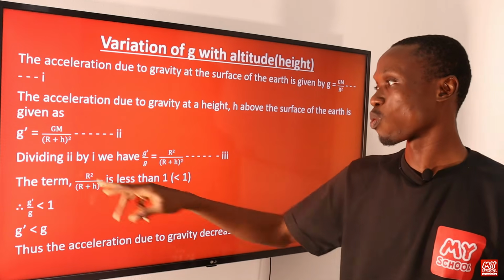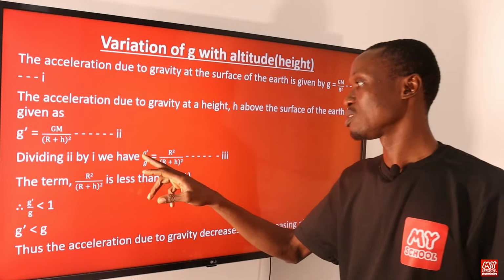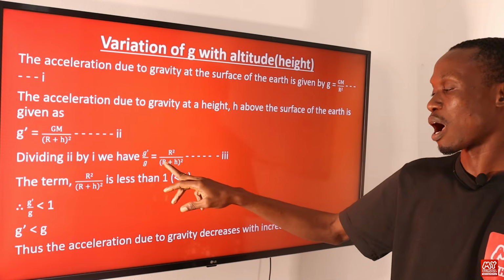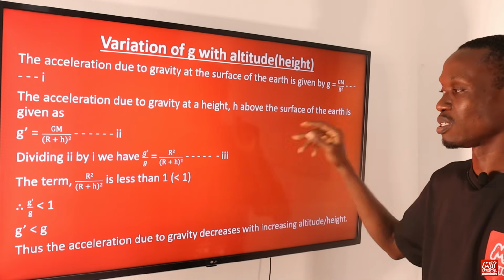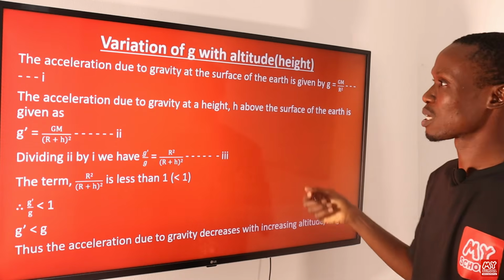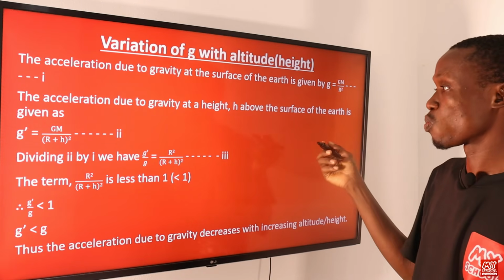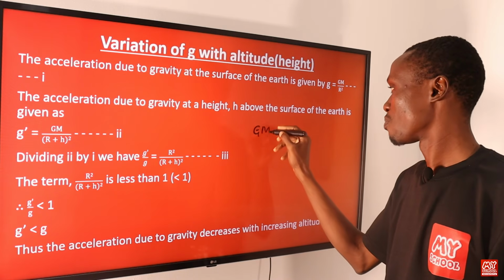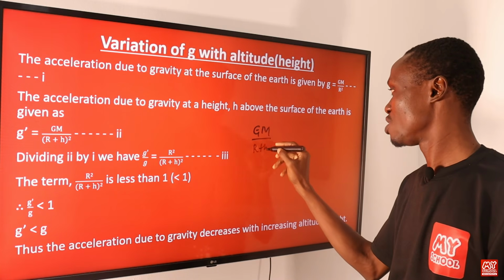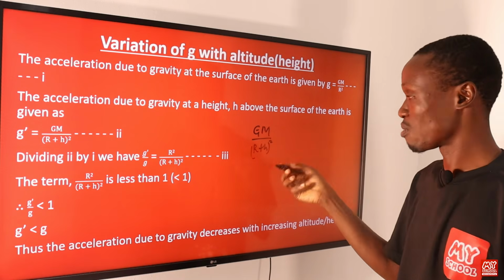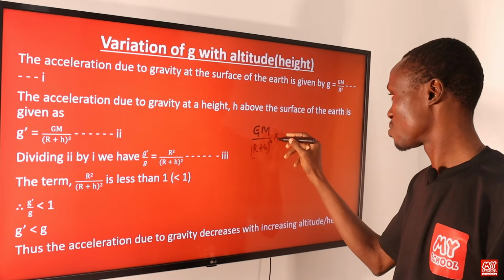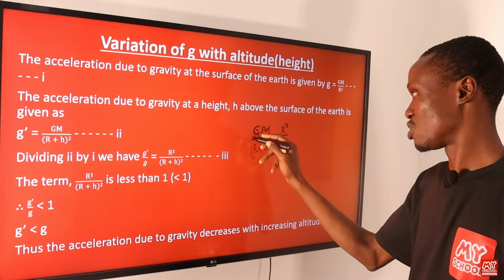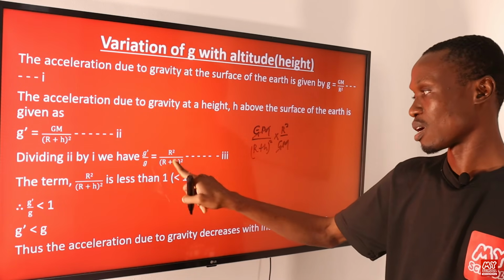So dividing equation 2 by equation 1, we'll be having g prime over g equals R squared all over (R plus h) squared. We call this equation 3. Basically, let me just show you what happened here. We divided g prime by g, so this will be G M all over (R plus h) squared. Since we are dividing, we just invert, so you'll be having times R squared all over G M, right? So G M will cancel out G M, and that's what resulted to this.